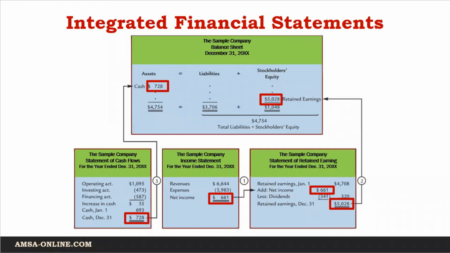The first link shows the net income of $661 million on both the income statement and the statement of retained earnings. The second link then shows the ending retained earnings balance of $5.028 billion, both on the statement of retained earnings and also as a part of stockholders' equity on the balance sheet. Finally, the third link integrates the balance sheet and the statement of cash flows by the cash balance of $728 million.